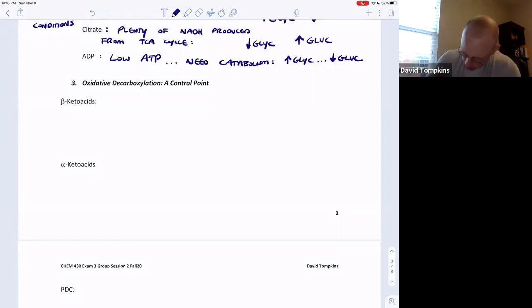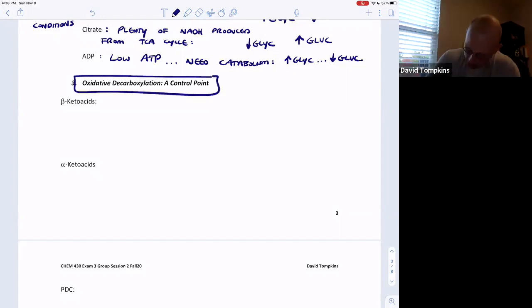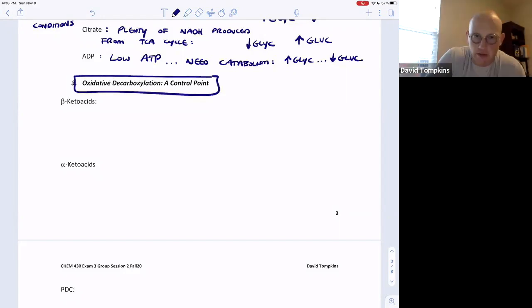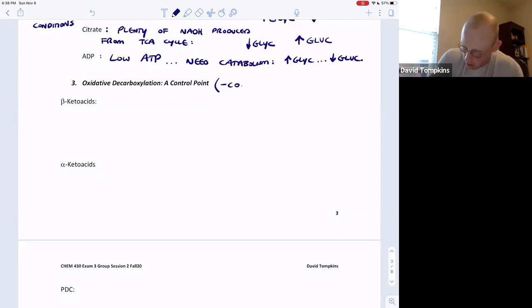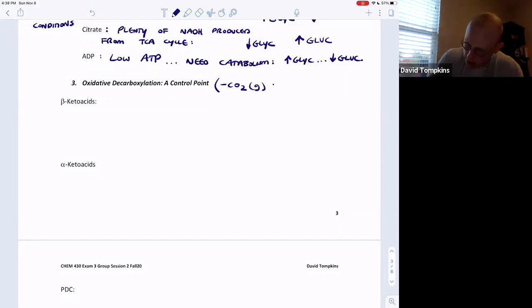So we see a lot of times that decarboxylation is involved in catabolism type reactions, right? Where we lose CO2 as a gas, and that's an irreversible entropy driven process.